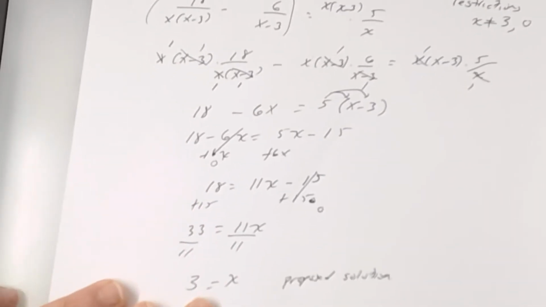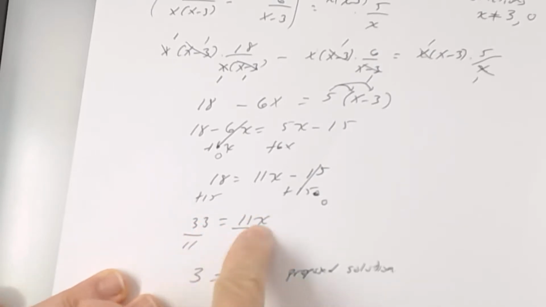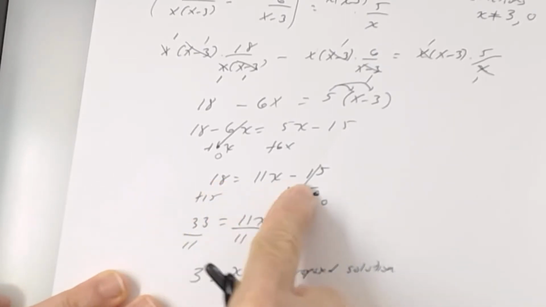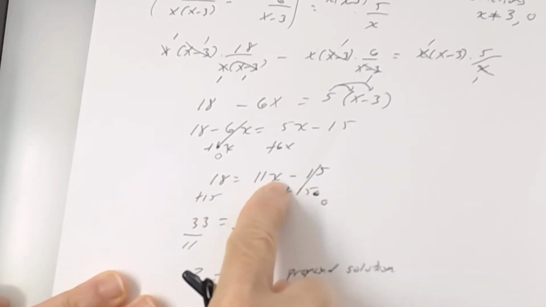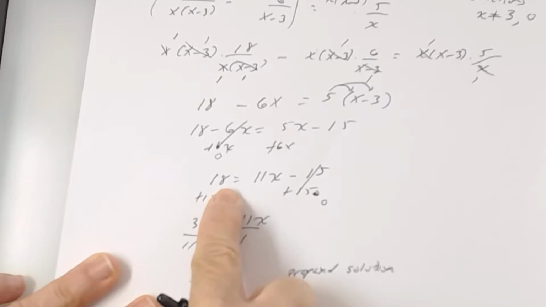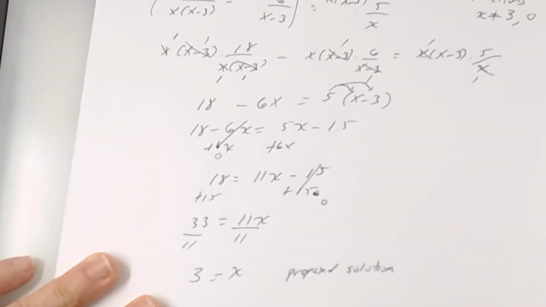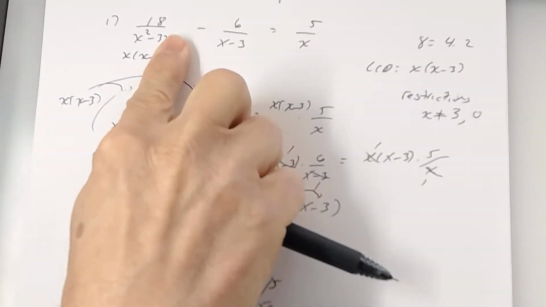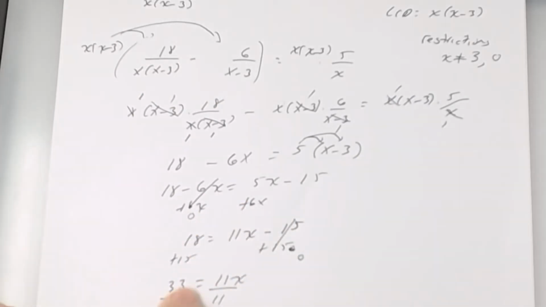So how many proposed solutions did I have? 1. Is it an actual solution to the original problem? No, but let me say this though. Is x equal 3 a solution to this equation right here that I'm pointing to? Yes, it is. Is x equal 3 a solution to this? Yes, it is. If you plug in 3, 33 minus 11 times 3 is 33. 33 minus 15 is what? 18. So then you say, well, why are you saying it's not a solution? Because it's not a solution to the original. It's a solution to these down here, but it's not a solution to this one.